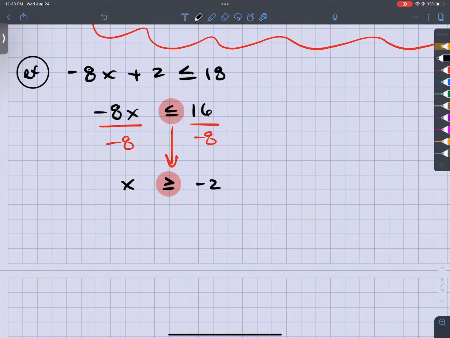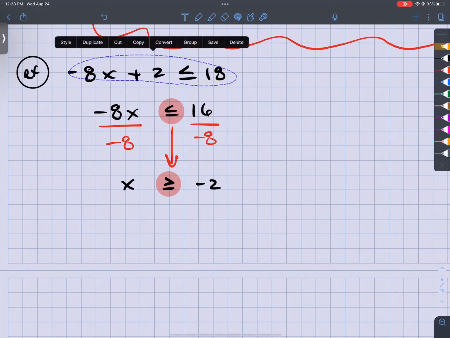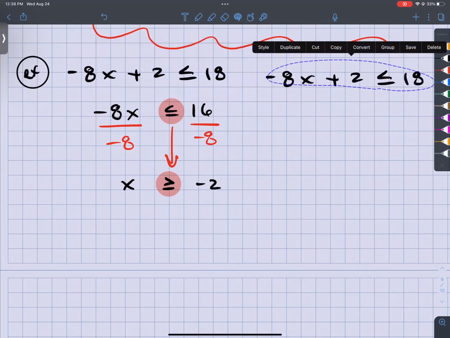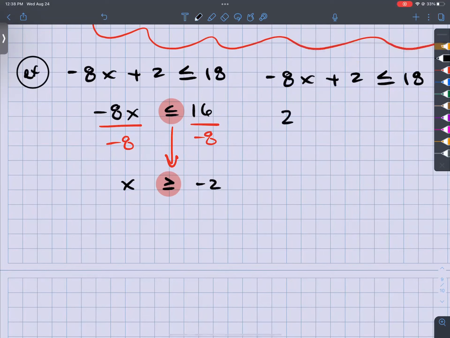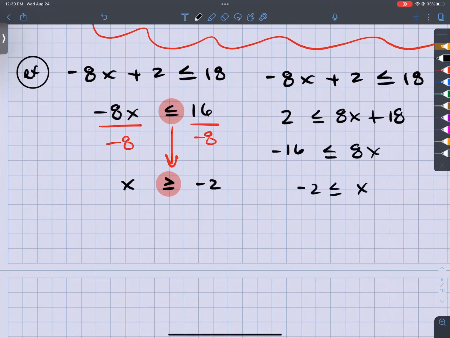You just flip the inequality. Now here's the thing. You can avoid this mess if you wanted to. You can avoid this mess by going, okay, I'm not going to divide by -8. That means I want my x value to be positive, so I'm going to add the 8x over to the other side, right? I can add the 8x to the other side. And then subtract the 18. And then divide by 8.